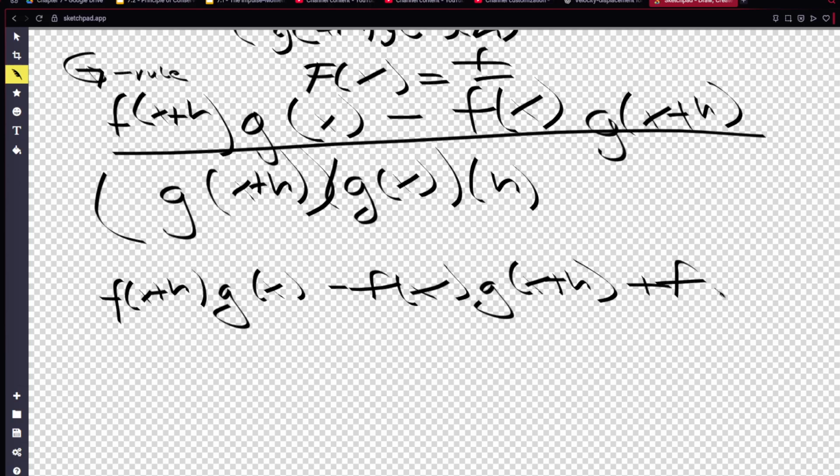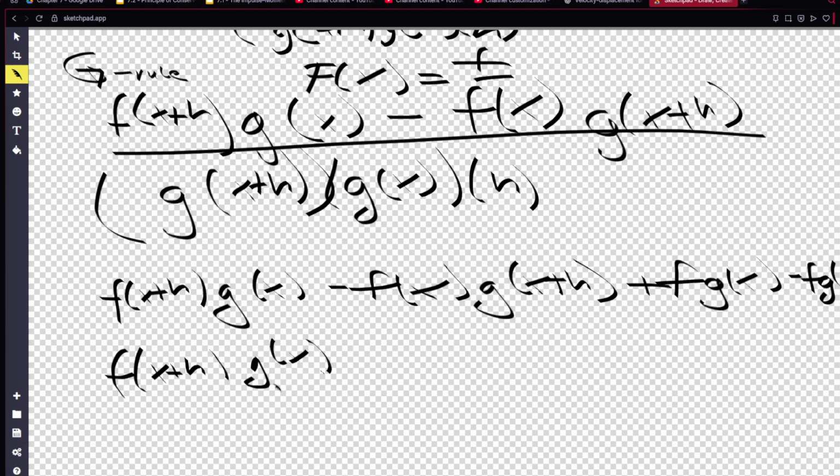I could do f g of x minus f g of x. And again, this is just f of x times g of x and f of x times g of x, but I'm too lazy to write the f of x. Now what you're going to do is apply the h to the top. All that means is we're just going to apply this numerator and write it in a different format.